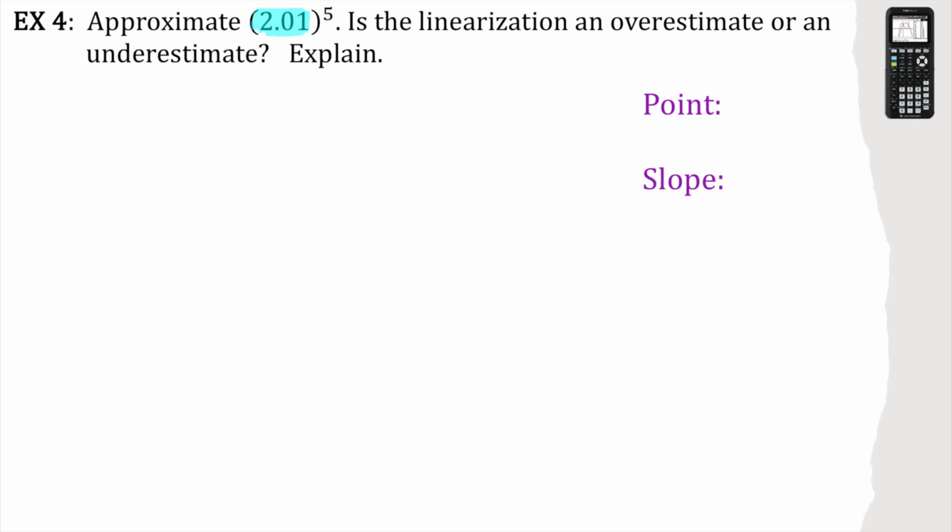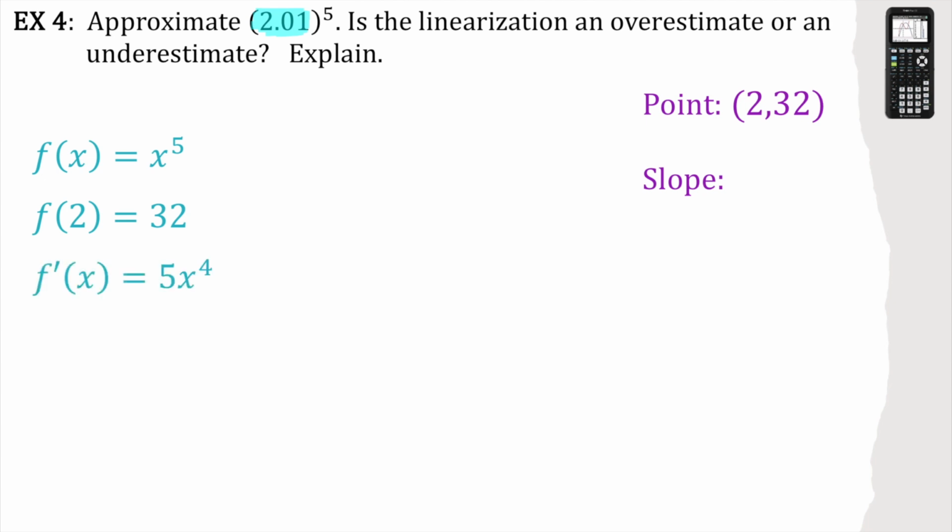We've got something to the 5th power. So if our function is x to the 5th, we can pretty easily plug in 2 to that to get a point that we know. So we have a point of (2, 32). Now we can take the derivative, 5x to the 4th, and plug in 2 to that to find our slope there.